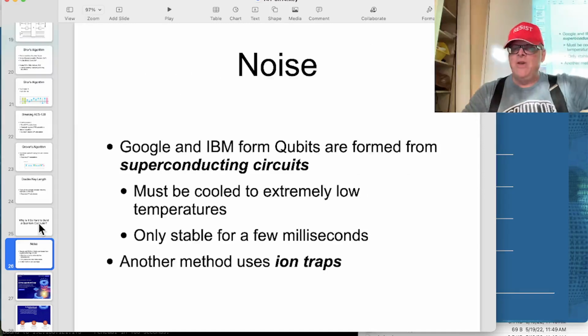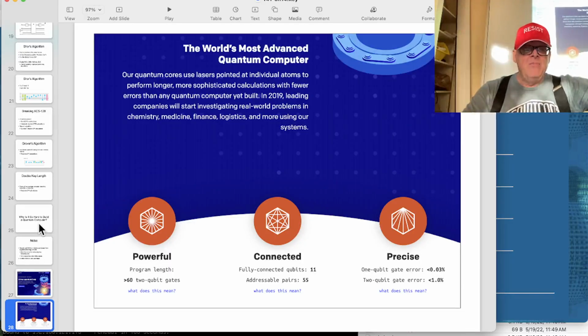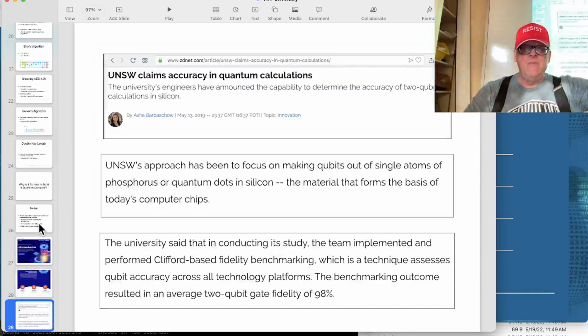So the current quantum computers are just a proof of concept, and they don't work all that well. But there's a lot of companies out there like IonQ, they claim they have the most powerful quantum computer and so on.